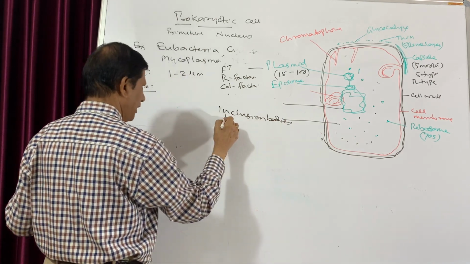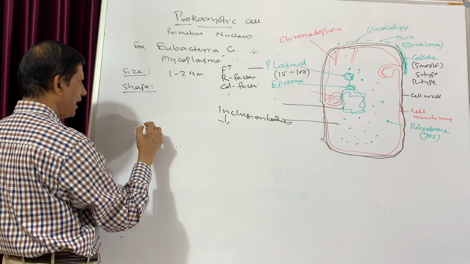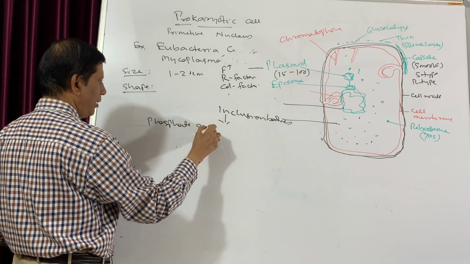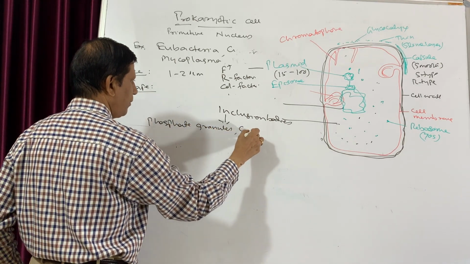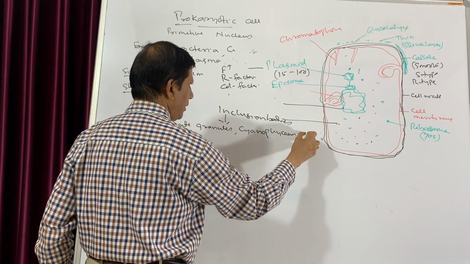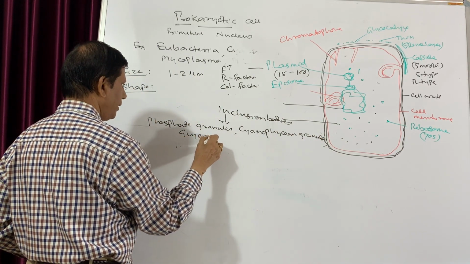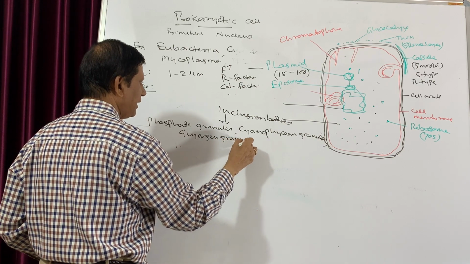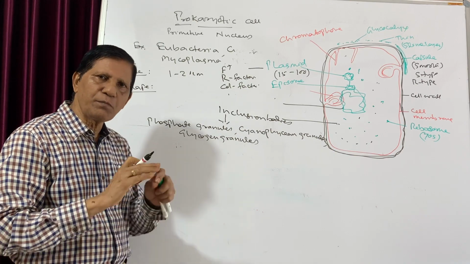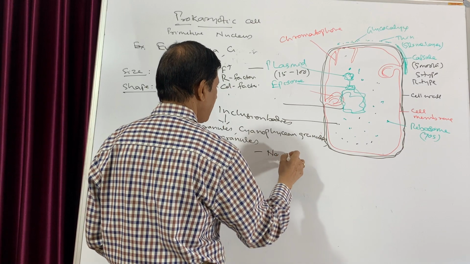And the inclusion bodies are mostly reserve food materials like phosphate granules, cyanophycin granules, glycogen granules. These are the different reserve food materials, and they are usually not bounded by any membrane. That means no membrane surrounds them.